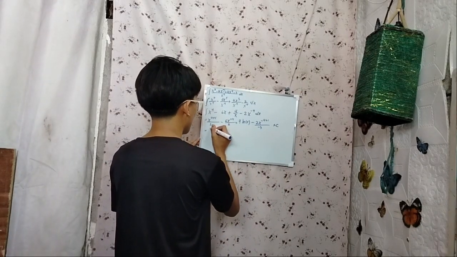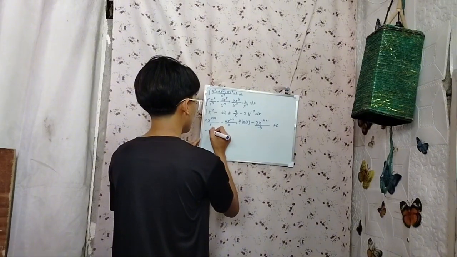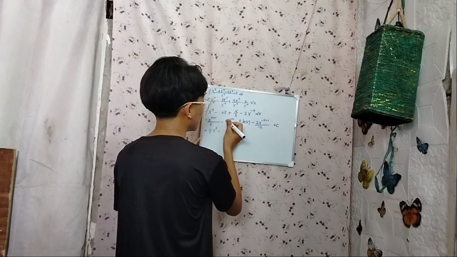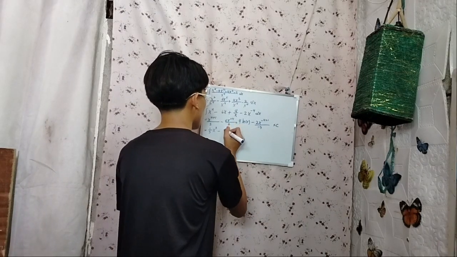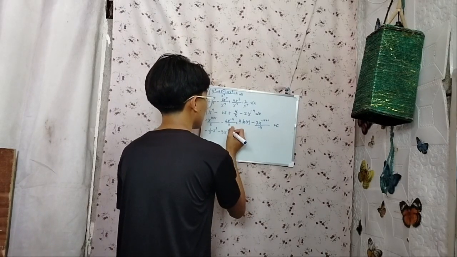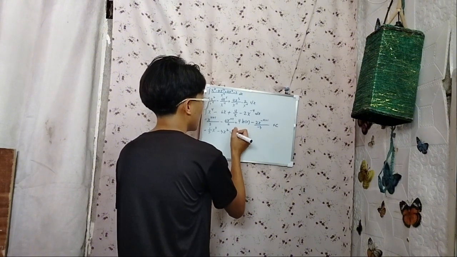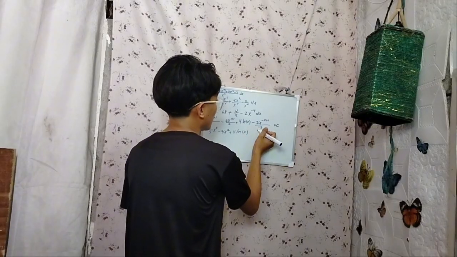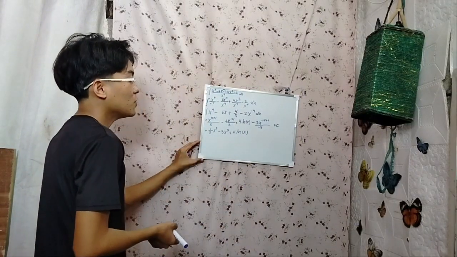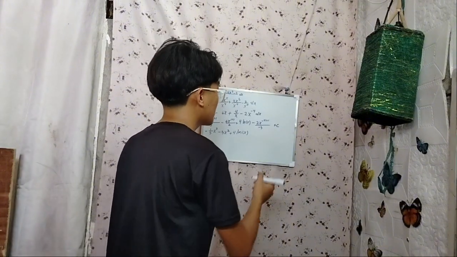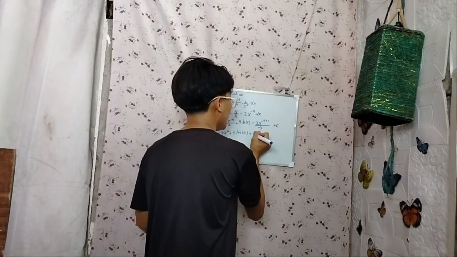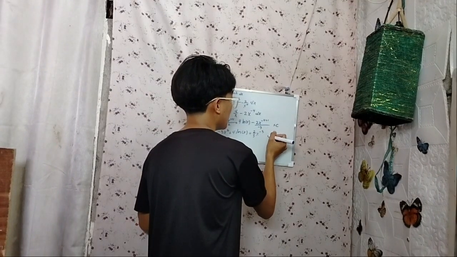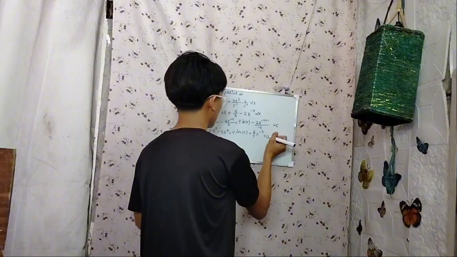Then 1 over 5 x raised to 5, minus 6 divided by 2, 3x squared, plus 4 ln of x, then negative 2 divided by negative 3, so plus 2/3 x raised to negative 3 plus c.